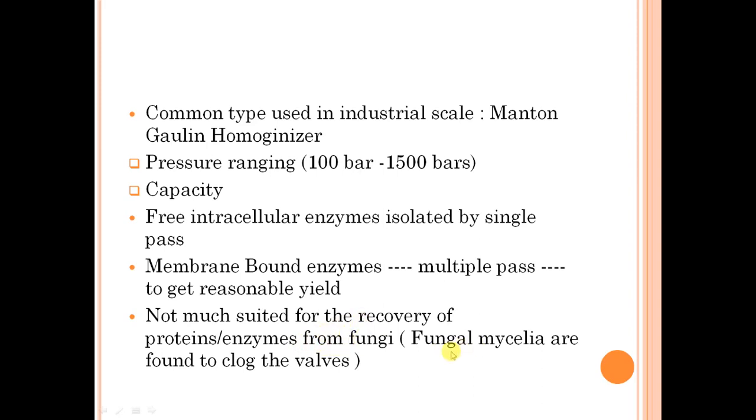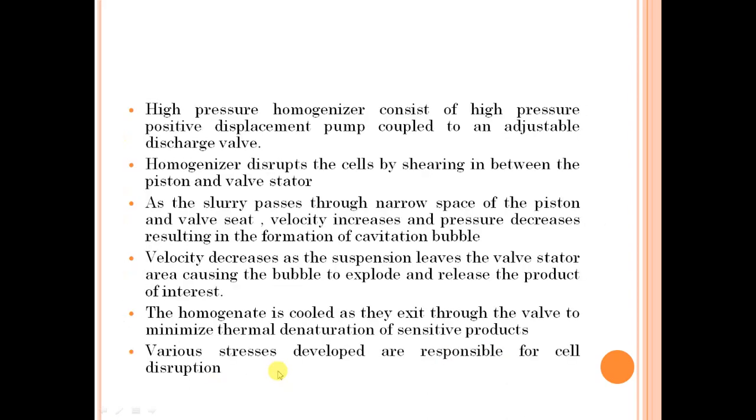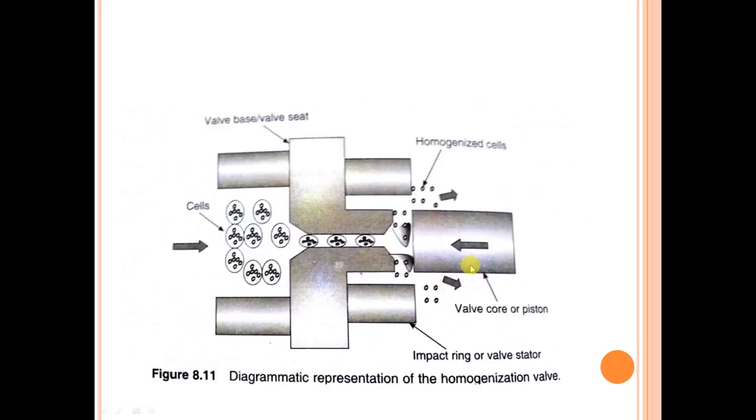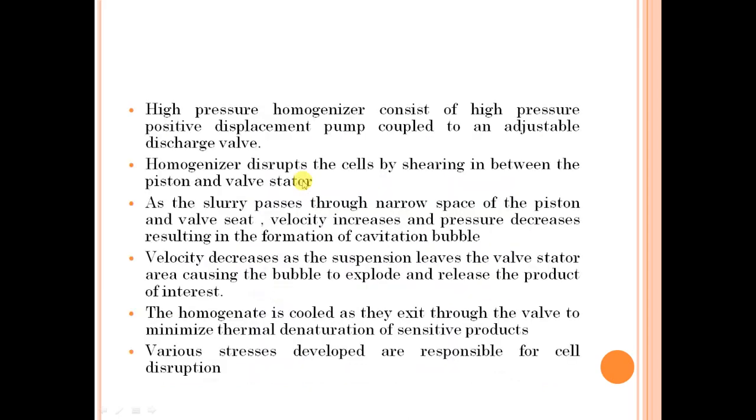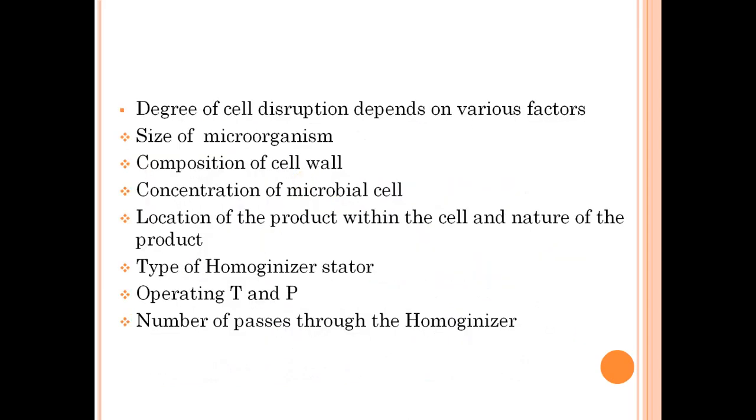Because we know that fungal mycelia are there, right? Fungal mycelia can clog the system because we are using a narrow orifice, remember? Since we are using a narrow orifice here, when fungal cells are used, the mycelium can clog this system. And if the system gets clogged, then it cannot work. So for that particular reason, fungi are usually not used in this system.